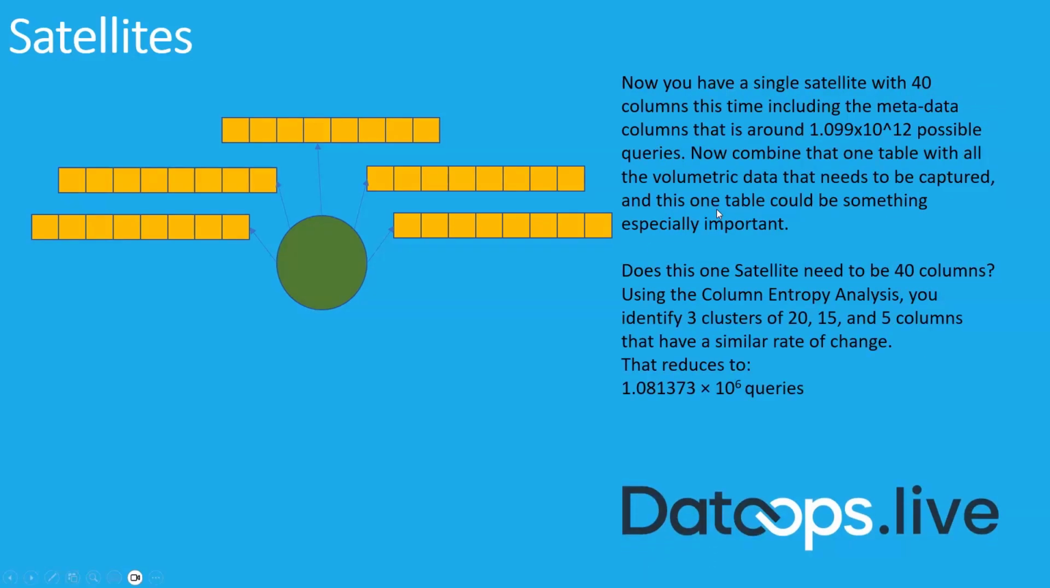All right, so if you have a single satellite with 40 columns, including all the metadata columns, etc., and you do the calculation of 2 to the C minus 1, you have 1.099 times 10 to the 12 possible queries. It's a lot of queries. You're never going to use this many queries. It'll never happen.